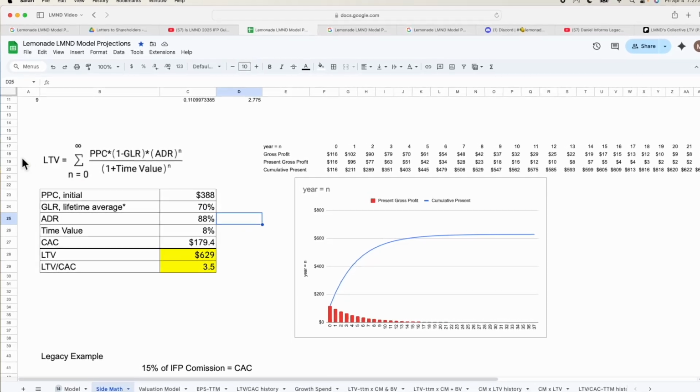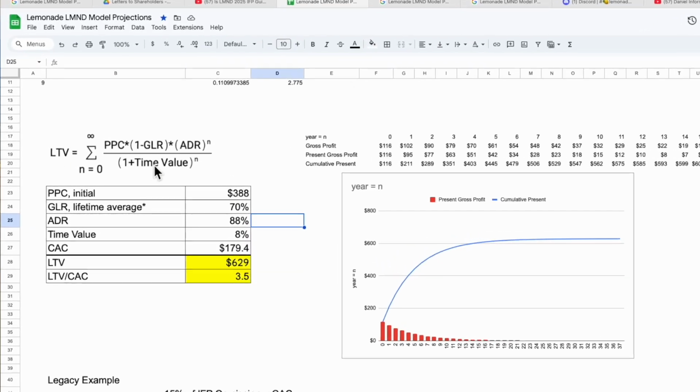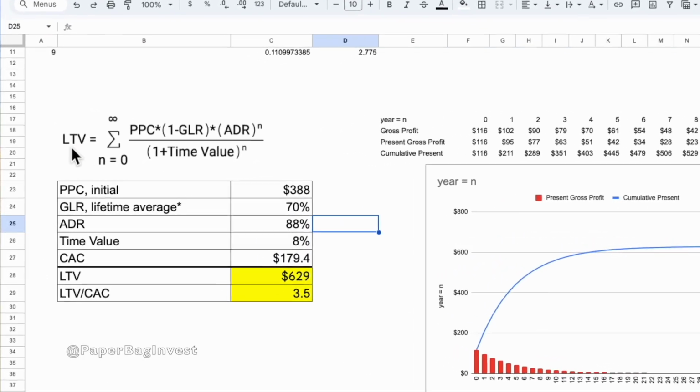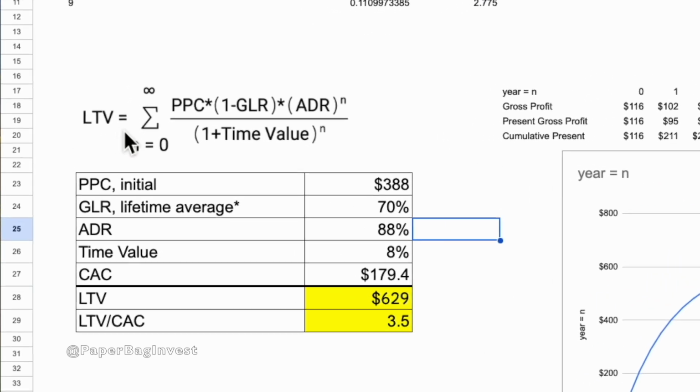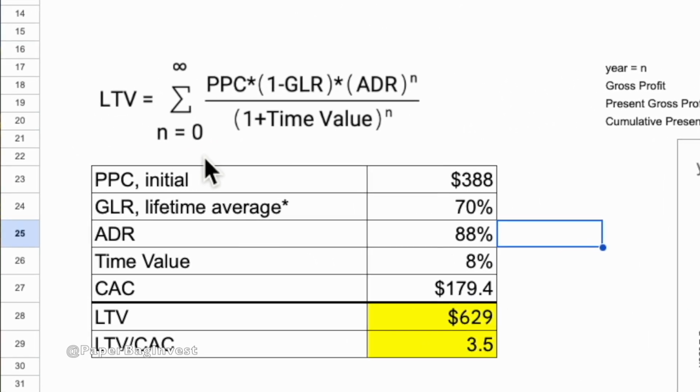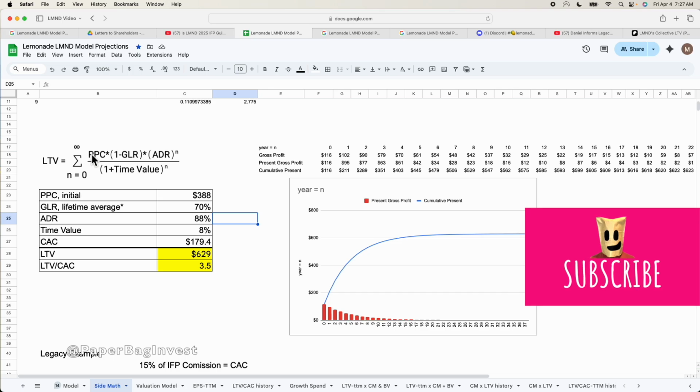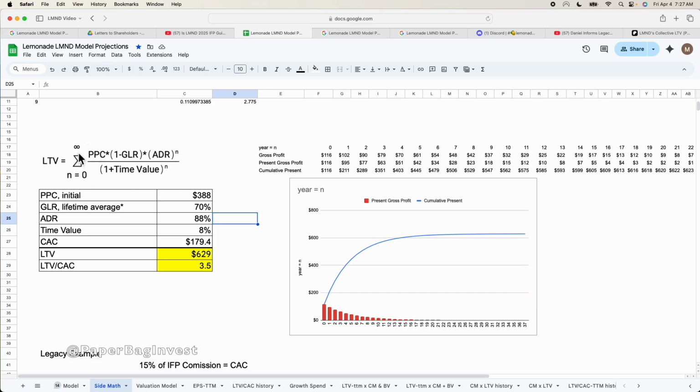So I've shown this equation many times in my Lemonade videos, but it gives us the lifetime value of a customer based on a number of variables. But it's a bit of a complex equation, summing a number of series from now until infinity. I don't know if people clearly grasp how it works, what it looks like. And it's important as Lemonade investors to understand the mechanics of this so that you can be confident in some of the marketing unit economics.